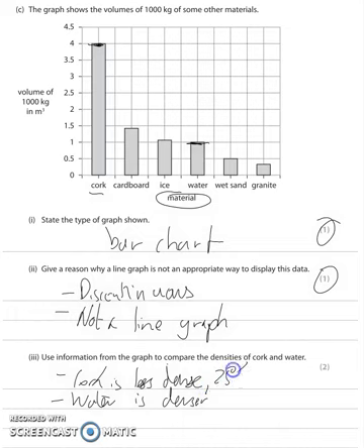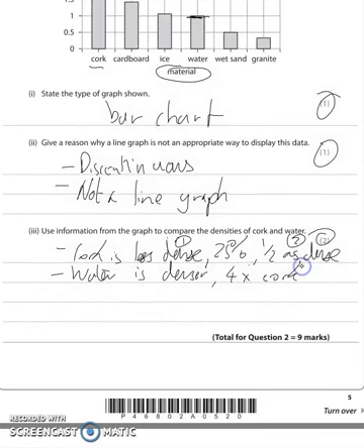It is 25% or 1/4 as dense as water. Or, in fact, you could have said water is denser. It is 4 times more dense than cork. This is your mark 1, and this is your second mark. So, cork is less dense, or water is denser. Cork is 25%, or water is 4 times as dense. So you could have had any of those for 2 marks. And that's question number 2.